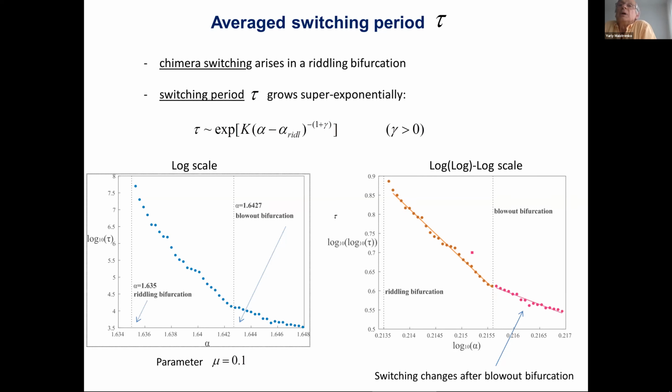which was determined by the Maryland group of Yorke in the beginning of the 90s. And then the next bifurcation will be the blowout bifurcation, shown here. Then the transverse Lyapunov exponents already become positive.